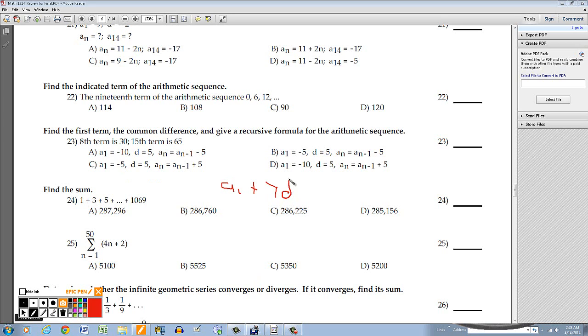D is equal to, okay, 8th term is 30, so this is going to be 30. Okay, the second one tells me the 15th term, so again, using the same formula for the nth term, that's going to be A1 plus 15, so that would be 15 minus 1, this will be 14. 14 D is equal to 65.